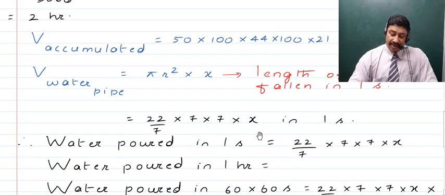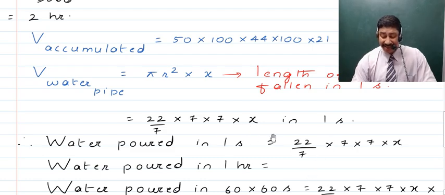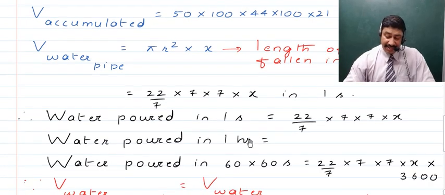Now here, keeping the values, we have 22/7 into 7 into 7 into x, as the diameter of the cross section was 14, so the radius will be 7. Here x, which is the length fallen off in a single second, will give the volume of water which has come out of the pipe in 1 second. After this, we have simplified this a little more.